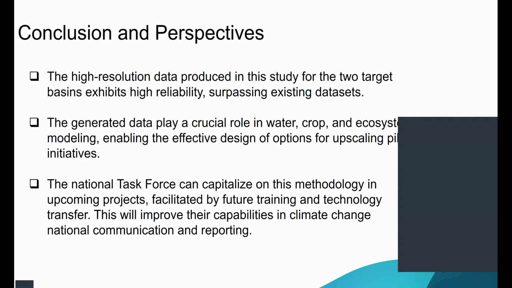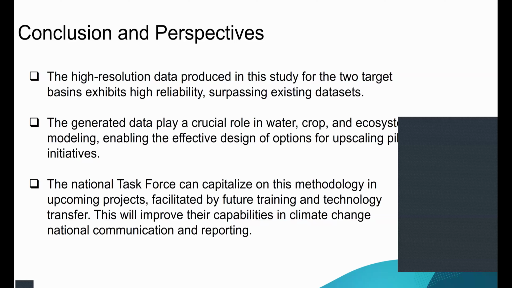This work opened the doors for more reliable impact assessments by enabling the use of these high-resolution projections to drive various models, as I said, including the crop models, hydrological models, and ecological models. This means that our results can directly inform decision-making processes and enable more effective upscaling of pilot initiatives, ultimately promoting sustainable management of water resources and agricultural systems.